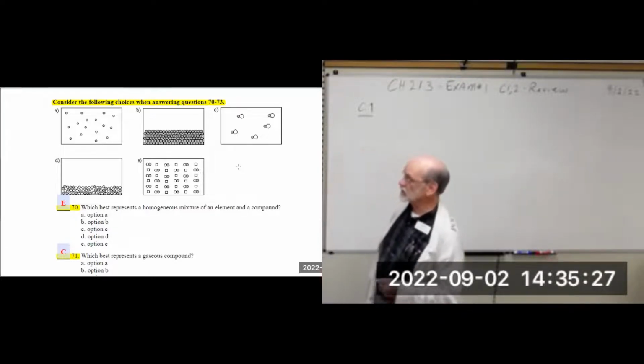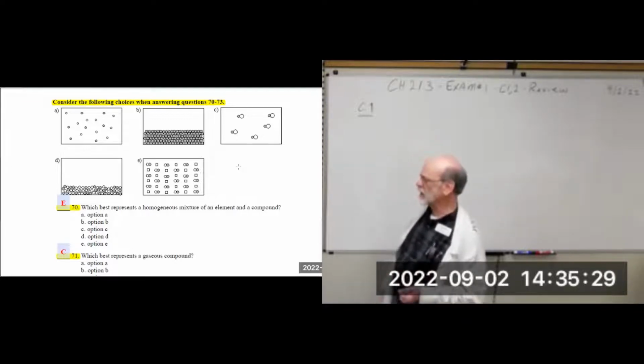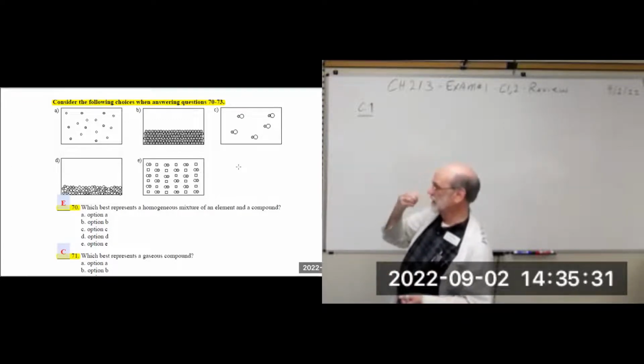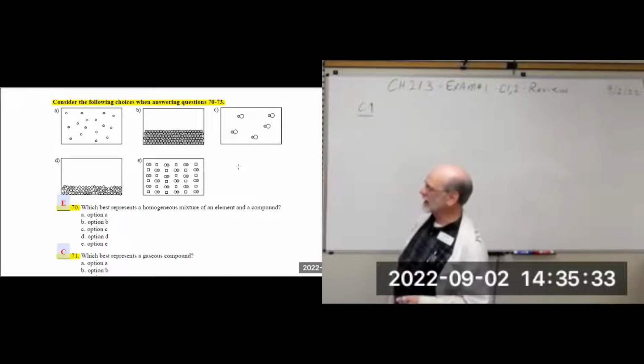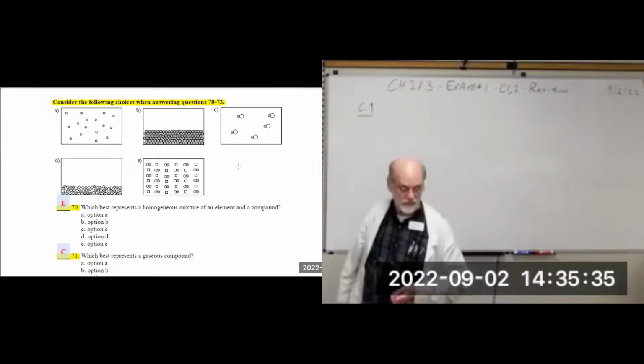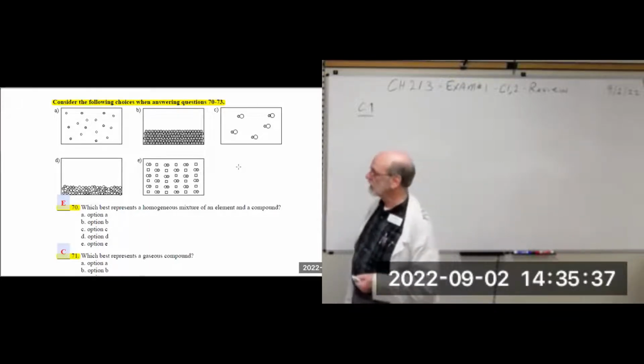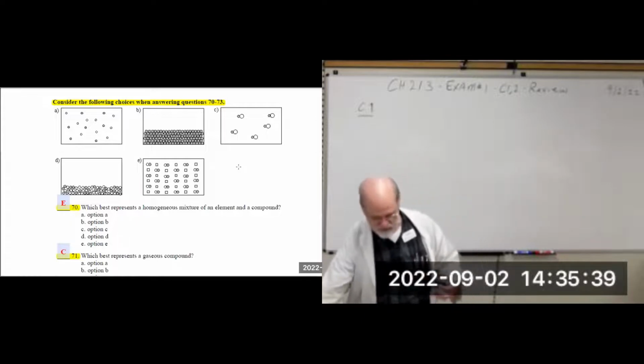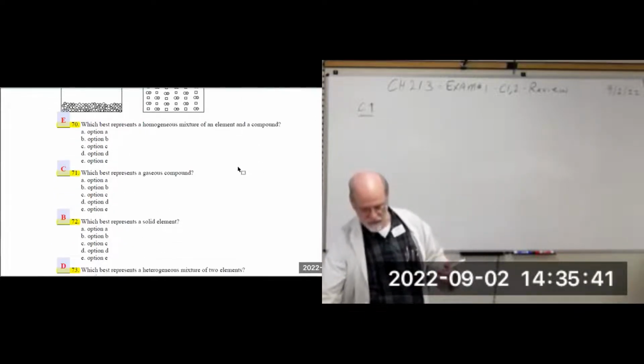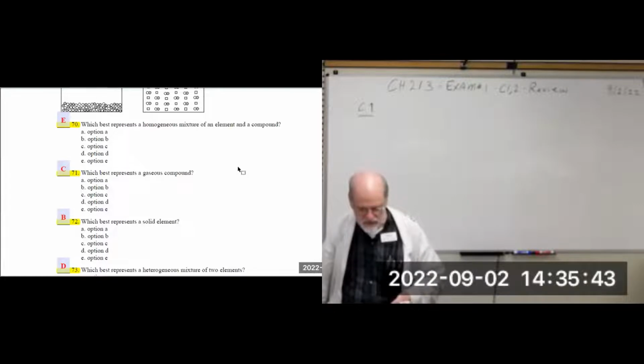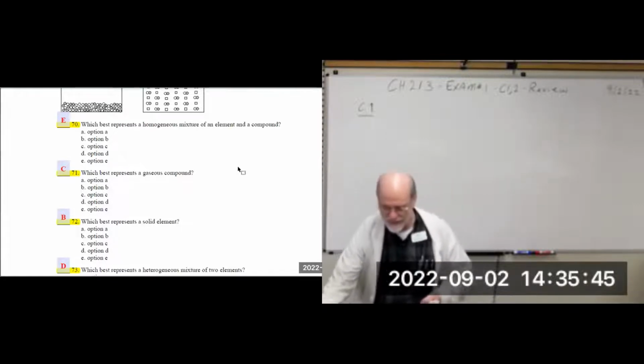Now, I'm not sure whether it's a liquid. Doesn't look like it's far enough apart to be a gas, but they're regularly arranged. So it could be a solution of some kind. But look at the questions now that you have an idea of what they are. Which best represents a homogeneous mixture of an element and a compound?